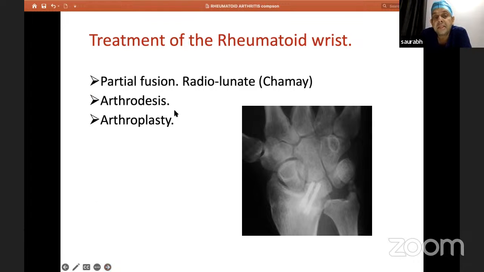So basically, these are the options. Historically, and even now in some places, we do partial fusions, so a radiolunate fusion, which is known as cameo fusion. And then we can offer them an arthrodesis or an arthroplasty.